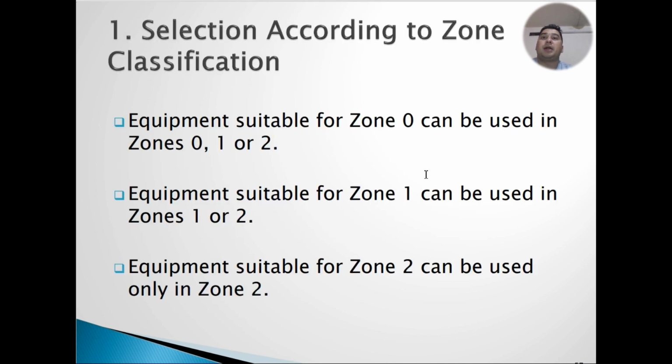Okay. Selection according to zone classification. Equipment suitable for zone 0 can be used in zones 0, 1 or 2. Equipment suitable for zone 1 can be used in 1 or 2. You can't use it in zone 0. Equipment suitable for zone 2 can be used only in zone 2, so you can't go for 0 or 1. That you have to check.